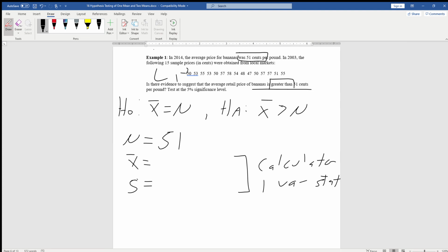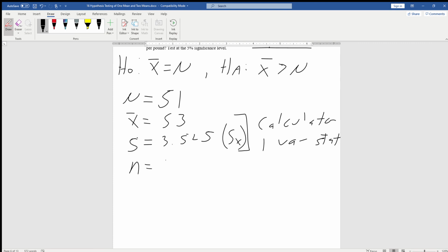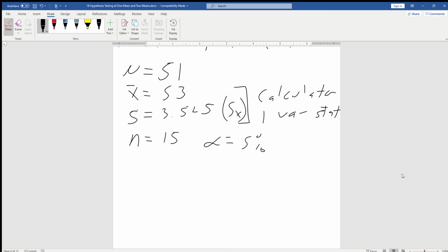Now I did this already, and hopefully you can verify this. I got that the sample mean x bar was 53, and that the sample standard deviation was 3.525. In the calculator, it's going to come up as s sub x. That's fine. S sub x is the same thing as s in our case. Next thing we're going to do, we're going to find n. There are 15 sample prices. We know that alpha is given as 5%, so to get alpha, we just look at the significance level as 5%.